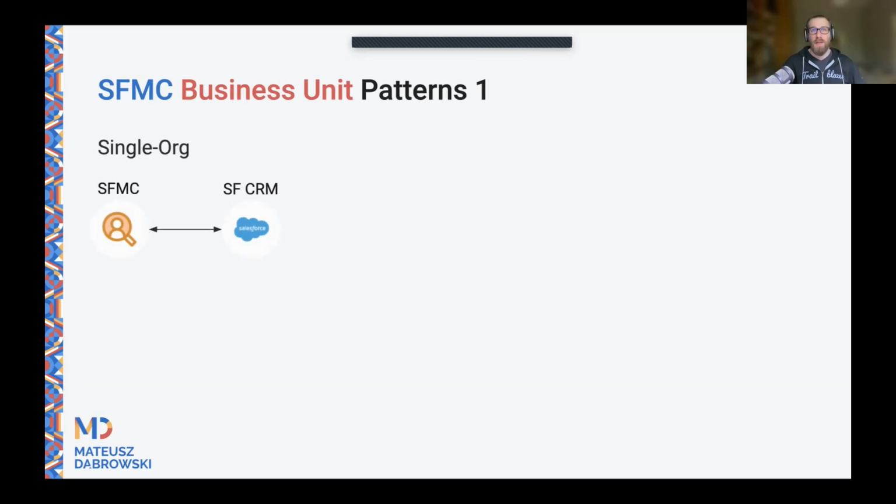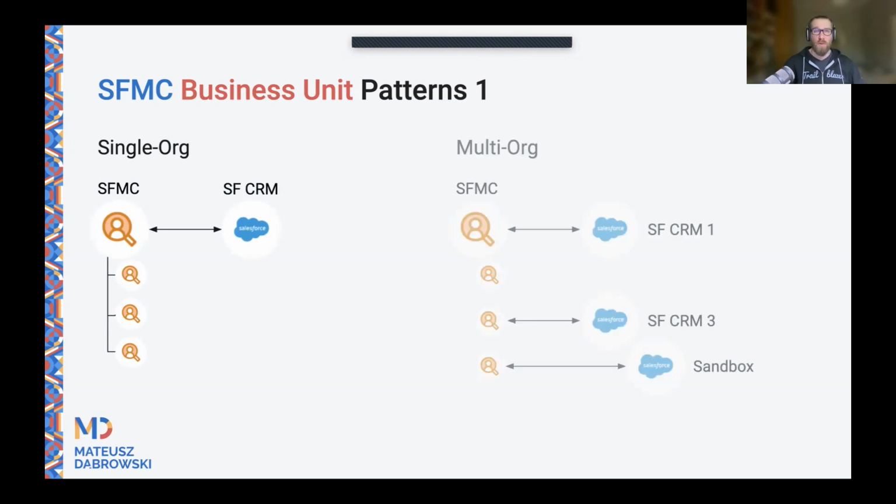Okay, patterns. So let's start with the super simple one, single org. We have one Marketing Cloud business unit, one CRM, easy peasy. We can have multiple business units that are connected via a single org to the CRM, easy peasy, just a default single org, all business units are integrated. Then on the multi-org side, you can have the case where each business unit is connected to a different org. This can be any mix of production orgs, sandboxes, dev orgs, or business units that are not integrated. Up to you. Have fun with deciding what you want to integrate here.